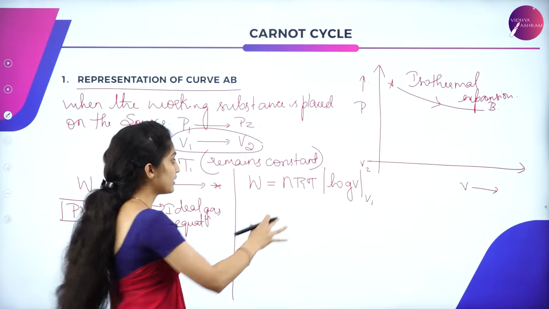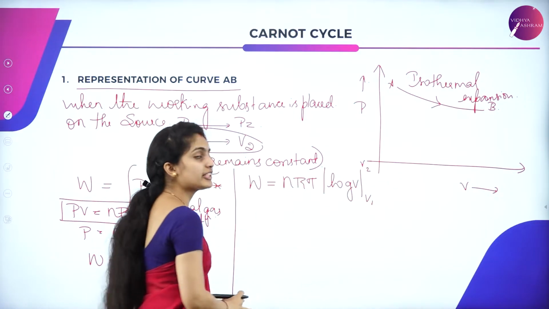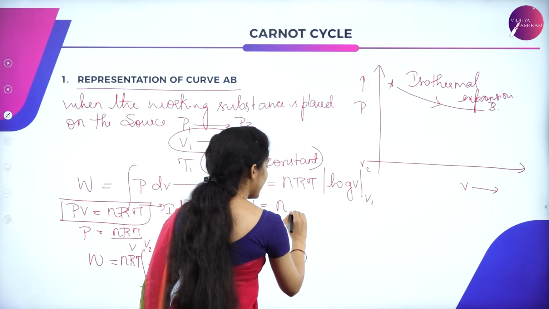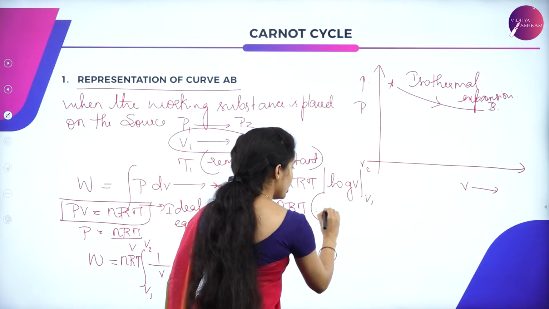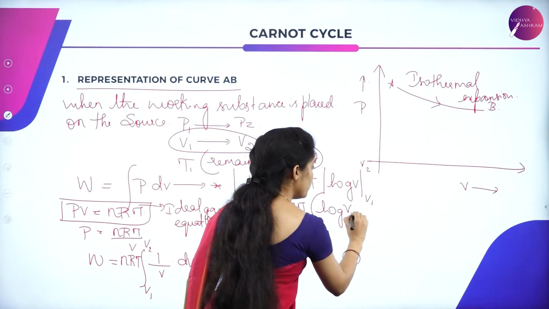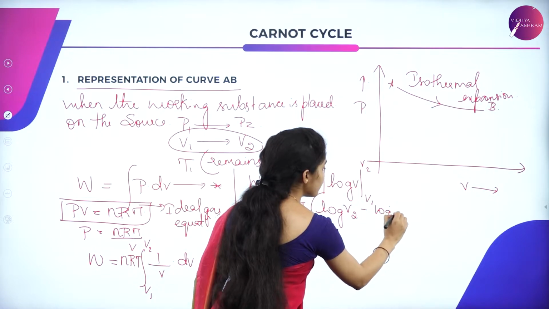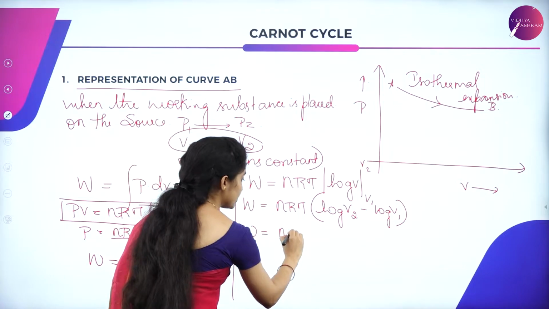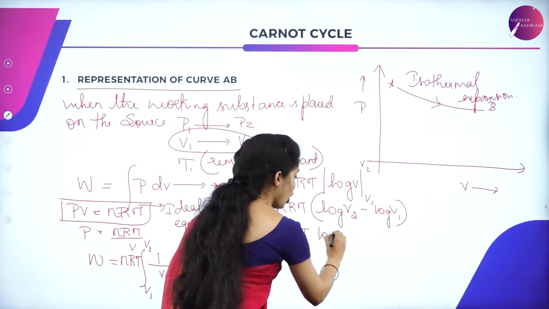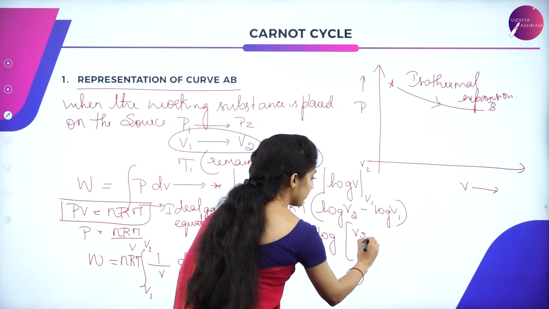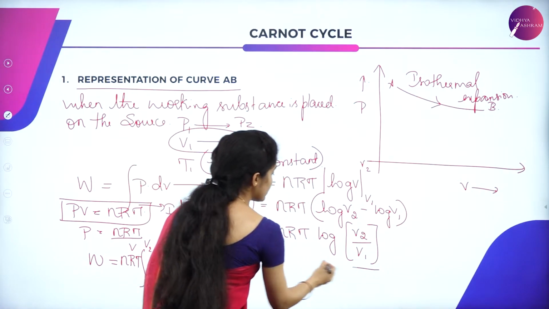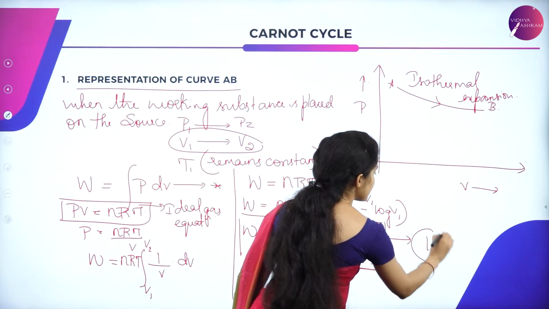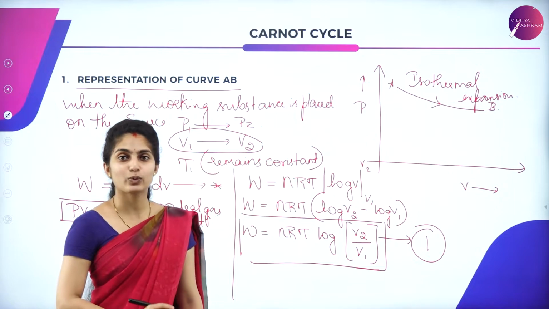How can you rewrite this? How can you simplify this integrated equation? It can be written as W is equal to nRT (log V2 minus log V1). Again, it can be simplified as W is equal to nRT log V2 divided by V1. So this is how you write the work done for the first step. So it can be called equation 1.